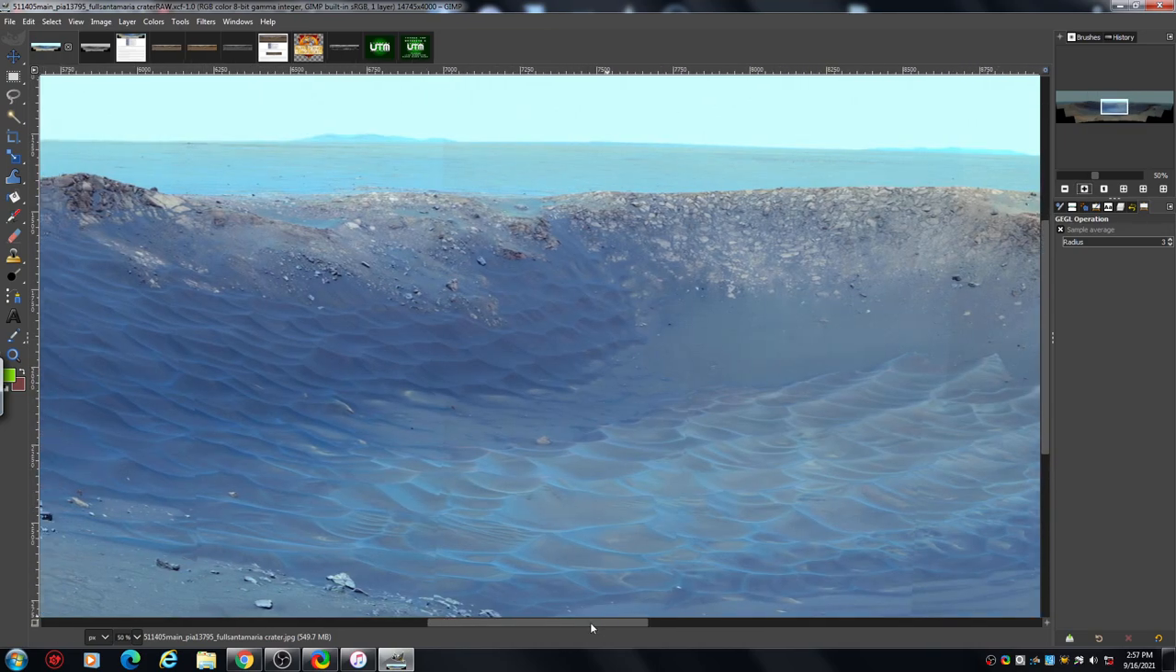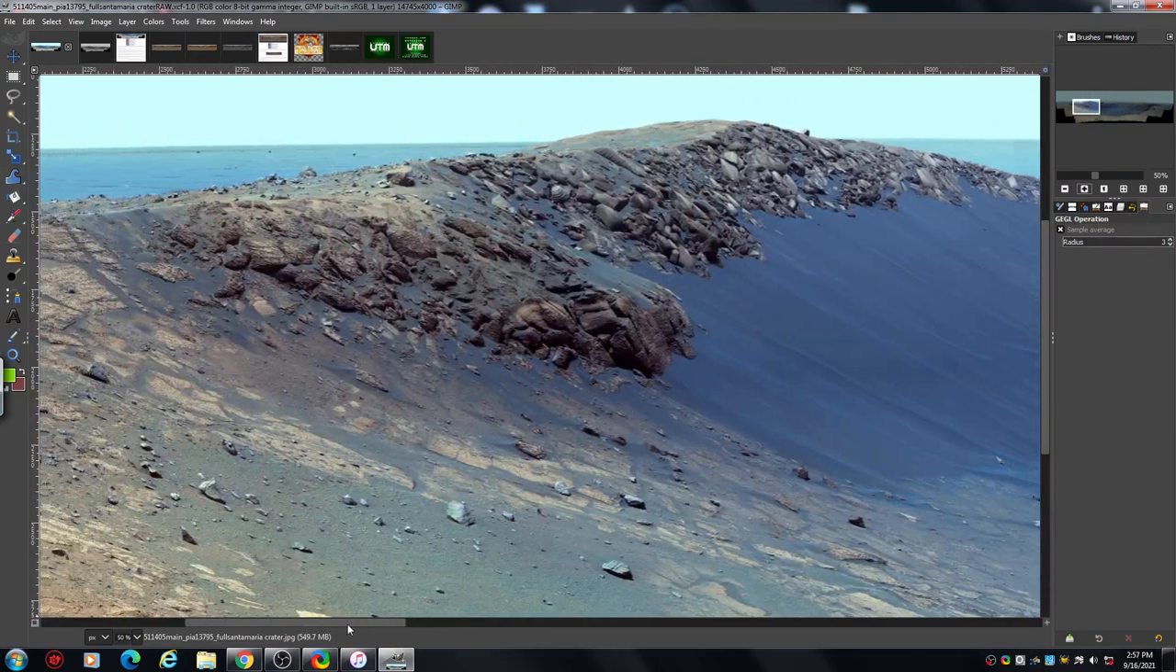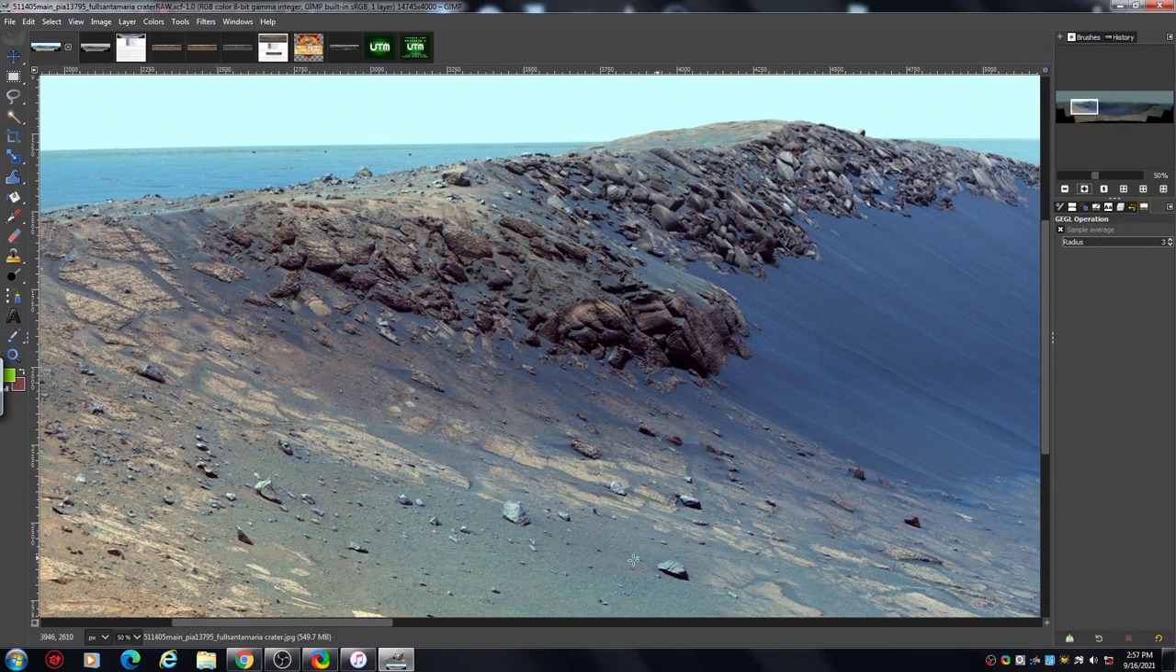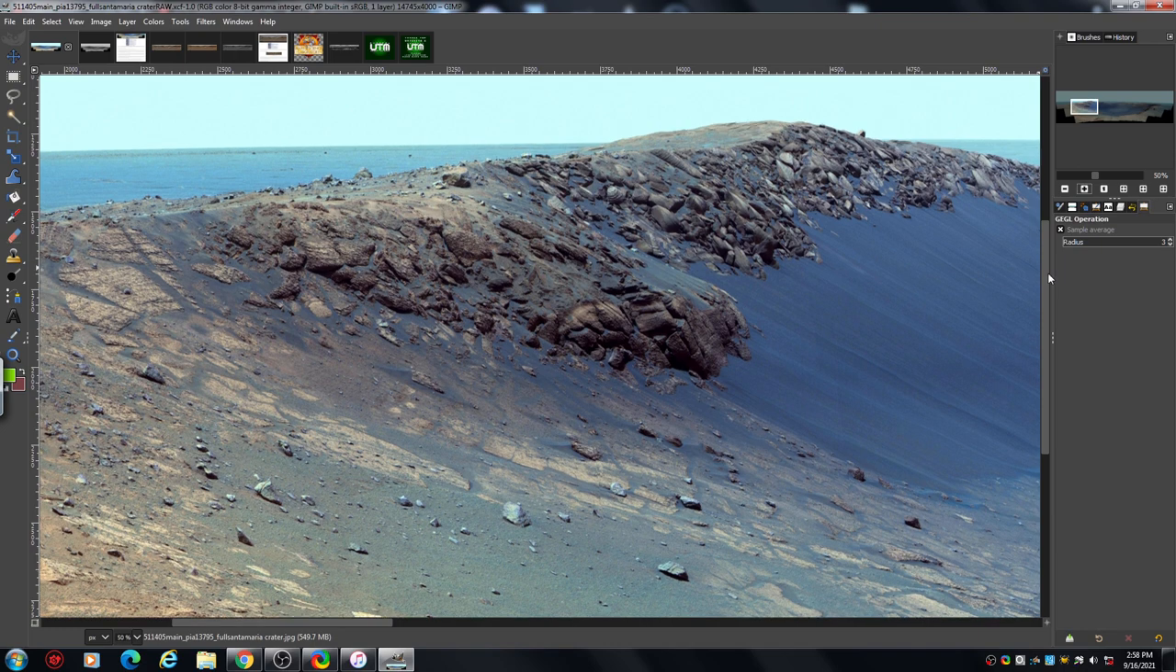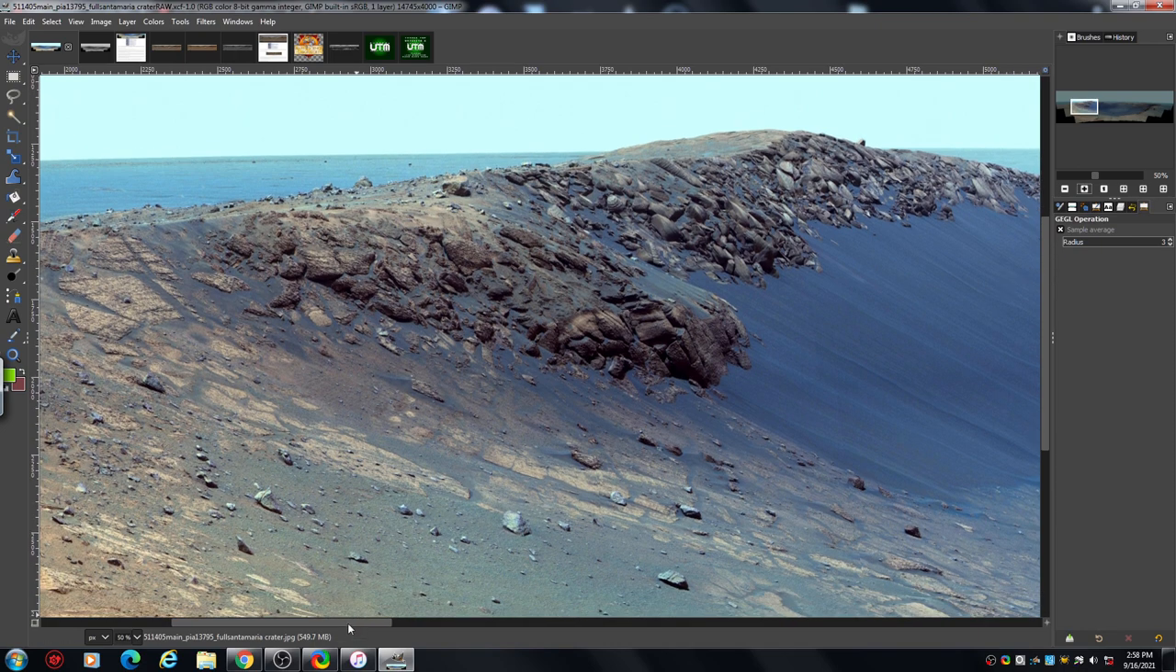If the computer seems a little bit slow, then it is. This is a small image, but I've had it open, it's been doing stuff, so it's probably still catching up with things. I don't understand computers.